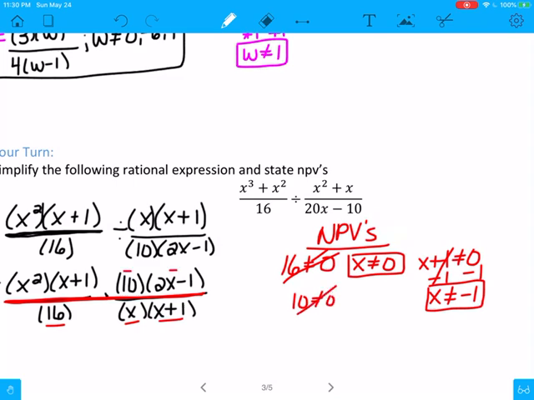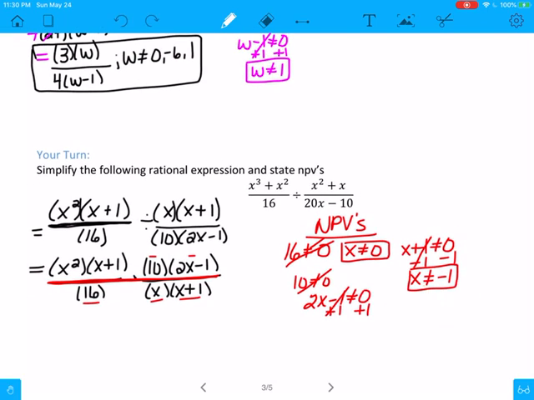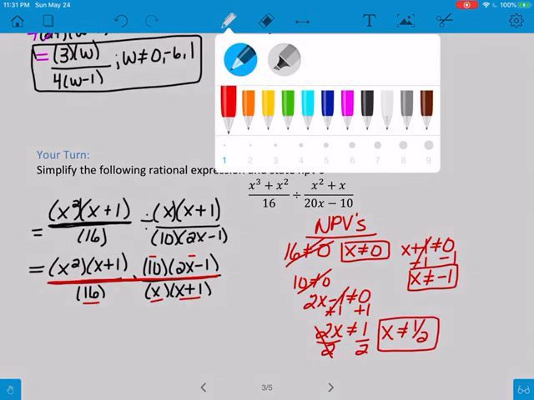And then I have 2x minus 1 cannot equal 0. Add 1. And I get 2x cannot equal 1. Divide by 2. X cannot equal a half. Those are my NPVs.